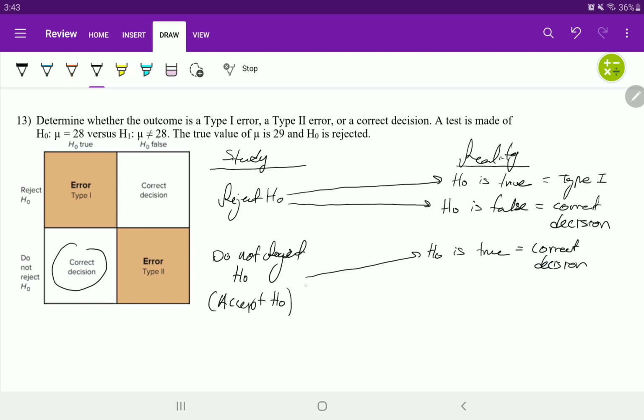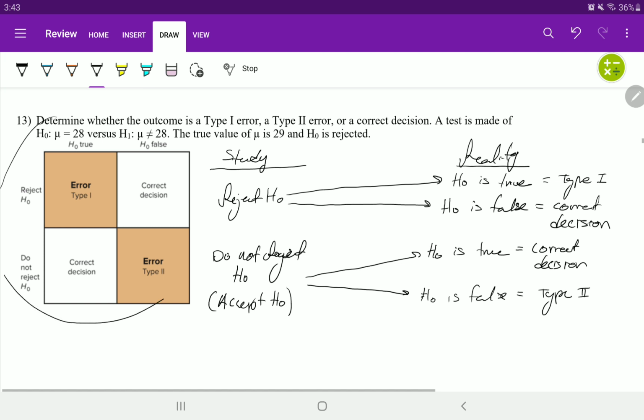Let's say you do not reject the null. In this case, we can say you accept the null and the null is false. That is going to be a type 2 error, because you accepted false information. And that is basically this table right here. That is how it's interpreted in words or into a better diagram.